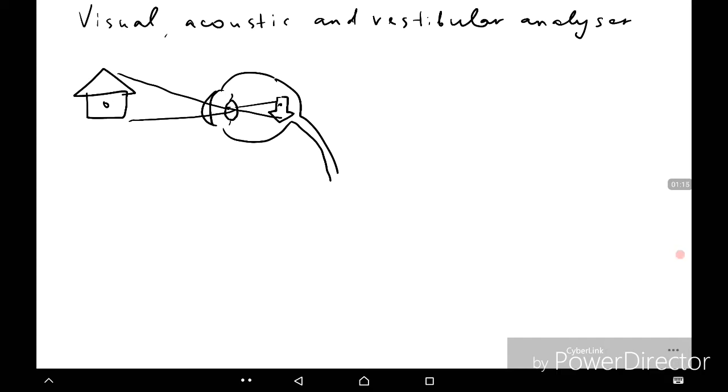To see close objects, the ciliary muscle should contract so that the lens becomes more convex. And when far, distant objects are observed, the ciliary muscle relaxes and the lens becomes less convex, and this is called accommodation.